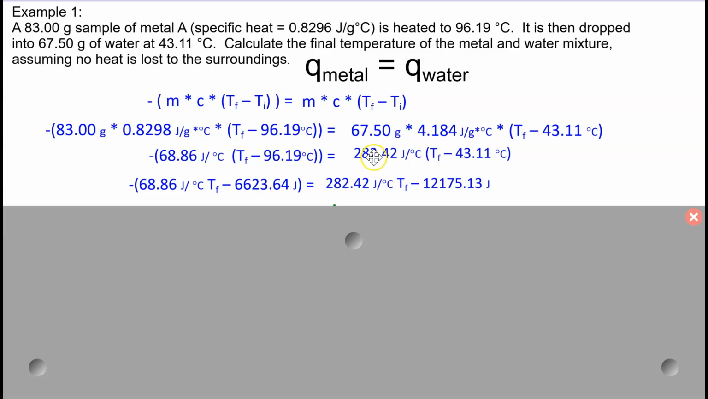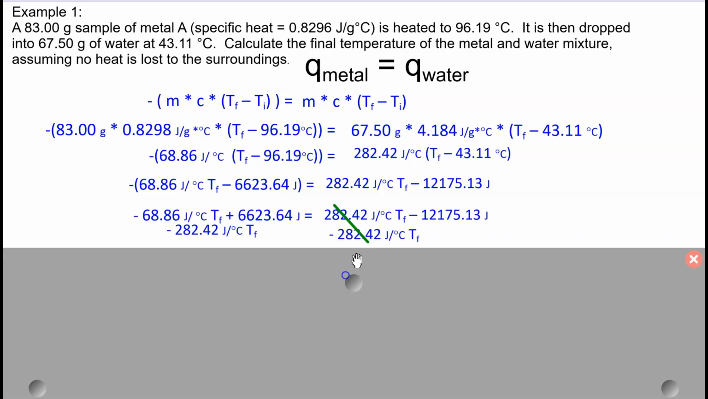On this other side, I'm going to distribute also. So I took the 282.42 times TF and the 282.42 times 43.11. When I did 282.42 times TF, I get 282.42 TF. You can call this X if you want. 282.42 times 43.11 gets 12175.13. If the TF is confusing, you can always let TF equal an X if that makes it easier for you. All right, so this was the problem right here that I just got through by distributing.